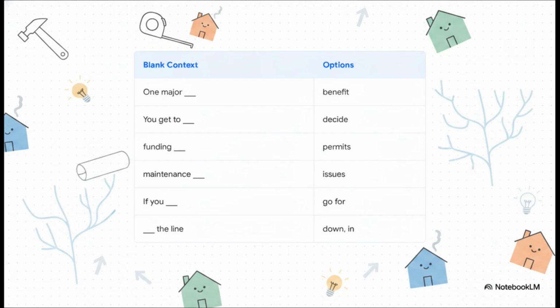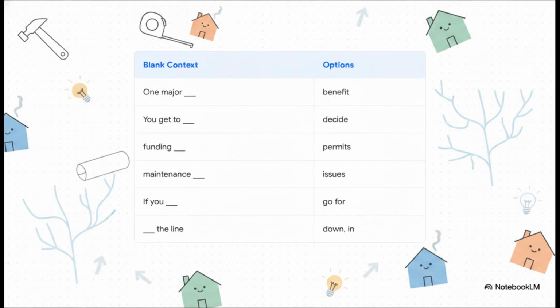Now, I want you to treat the screen right now exactly like your actual exam interface. Take a quick second to scan the context of the whole passage without stressing about the blanks. What's it about? Well, it's about customizing a home. That's a positive, constructive topic, right? Keep that positive tone in the back of your mind as we go line by line.